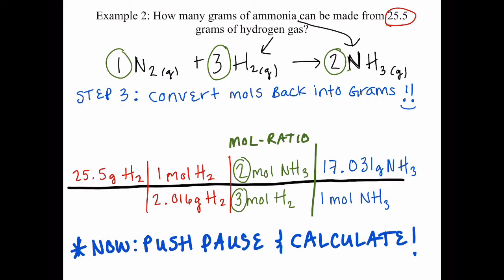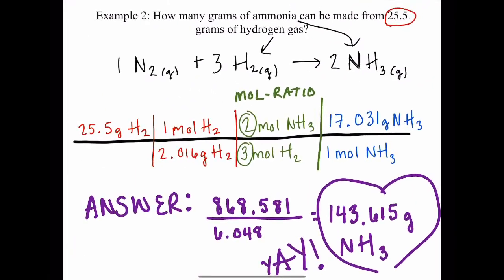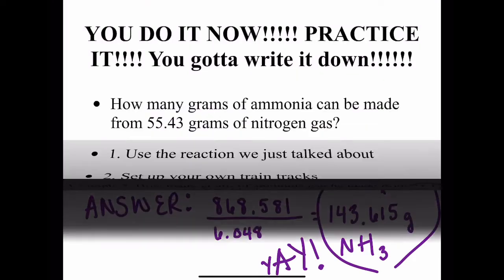All right, step number three. You're going to go from moles back into grams. Using the periodic table, I added nitrogen, which was 14.007, to 3 hydrogens, which are each 1.008. You add all those together, you get 17.031 grams. So now push pause and see if you can get the answer. I'll wait. Just kidding. So did you get 143.615? I hope you did. And the unit that you should have is grams of ammonia.